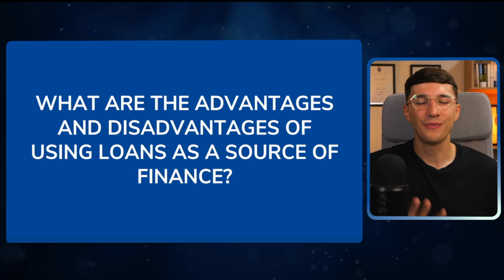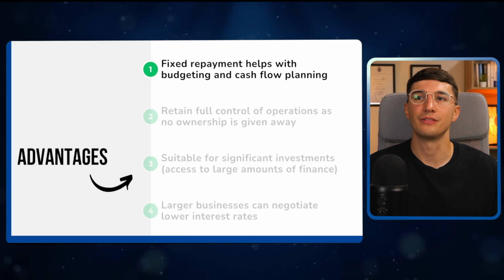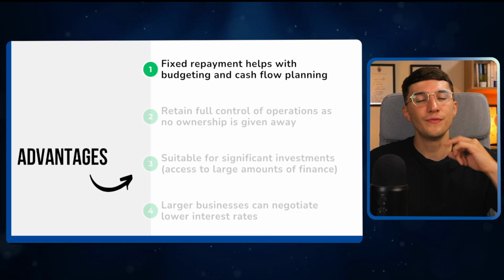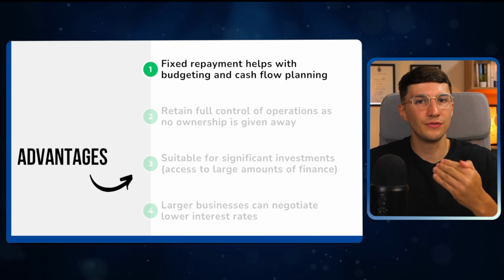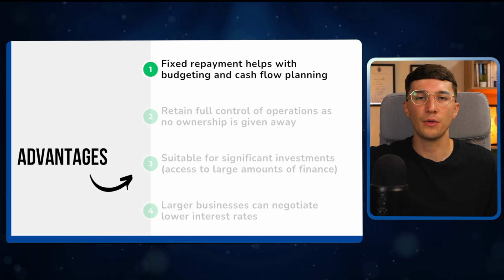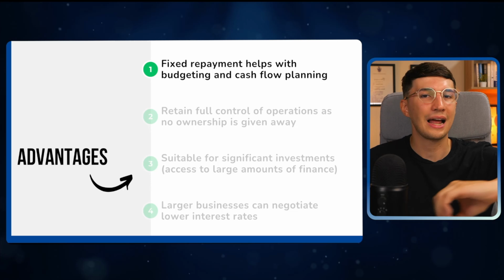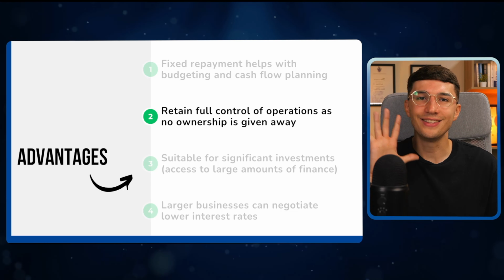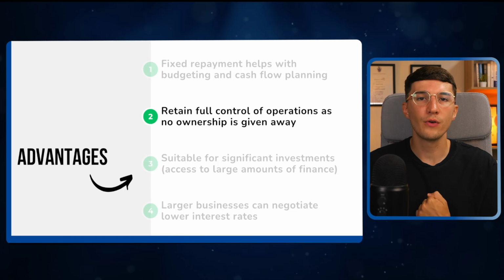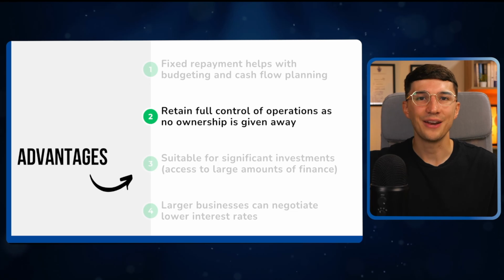So what are the advantages and the disadvantages then of using loans as a source of finance? Well, it's a good thing because you've got these fixed repayments after you've signed that loan agreement. So you know how much cash is going to go out of the business at what specific time. So it's great for when you are trying to plan that cash flow. As well, this is a debt source of finance. We are just borrowing the money. We are not giving away any ownership. So we are able to retain full control.